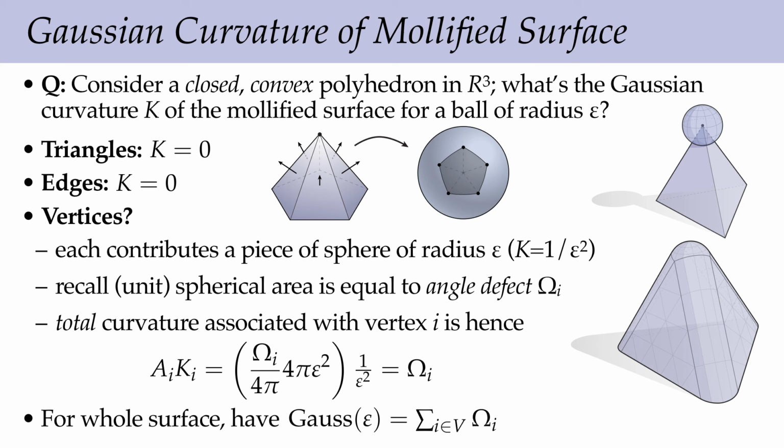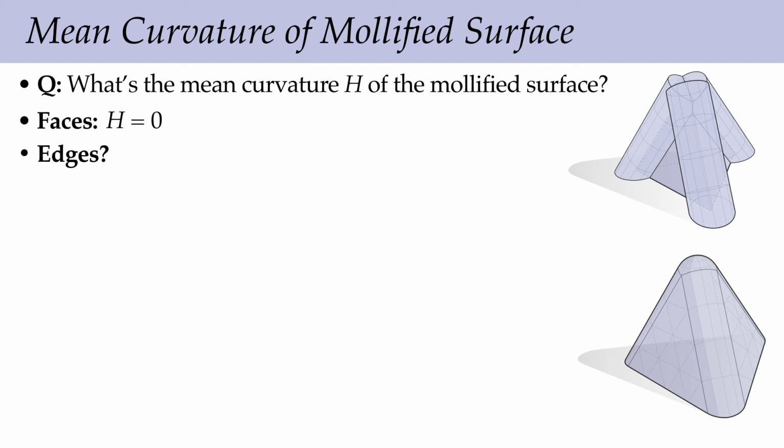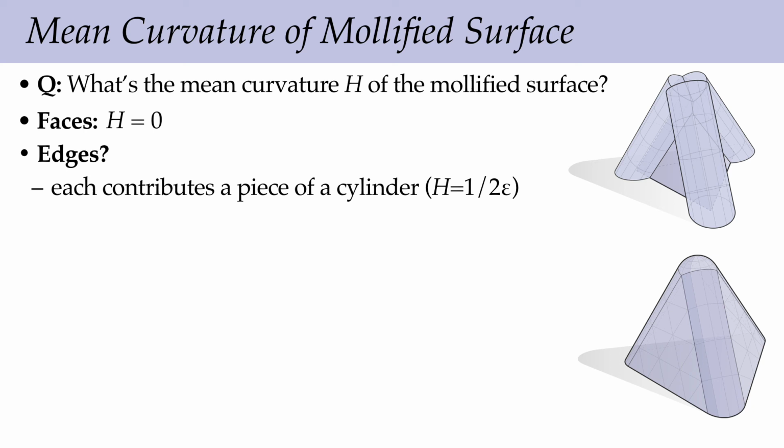How about the mean curvature? What's the mean curvature H of our mollified surface? Well, let's go again piece by piece. Faces are still flat. They have no curvature whatsoever, definitely not mean curvature. The edges, again, are these little cylindrical pieces, and now they are going to contribute something, because the mean curvature is the average of the principal curvatures. The cylinder has at least one principal curvature that's not zero. So each edge contributes a piece of a cylinder. The cylinder has mean curvature 1 over 2 epsilon, right? Because it's the average of 0 and 1 over epsilon.